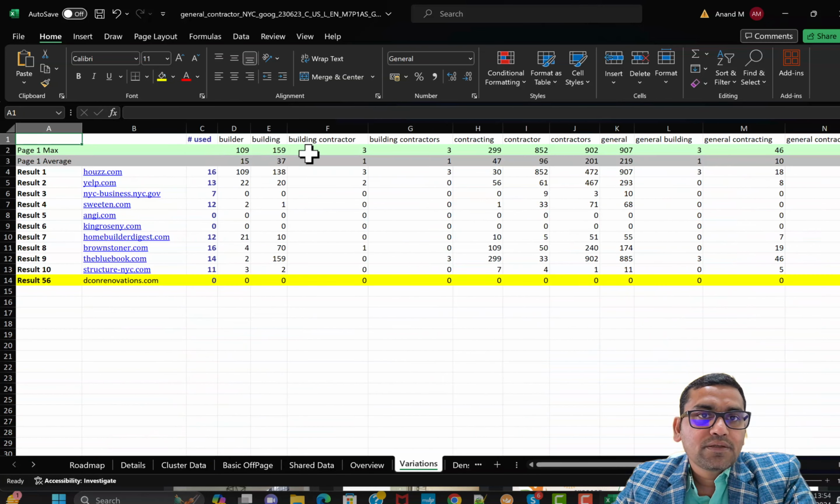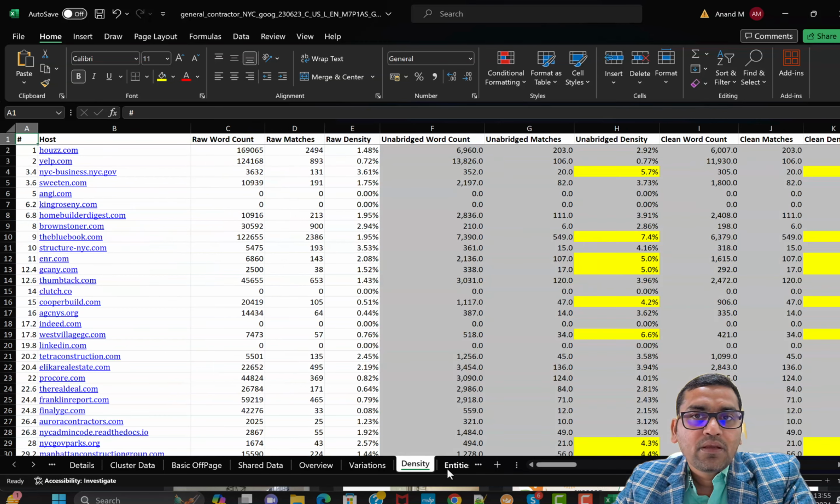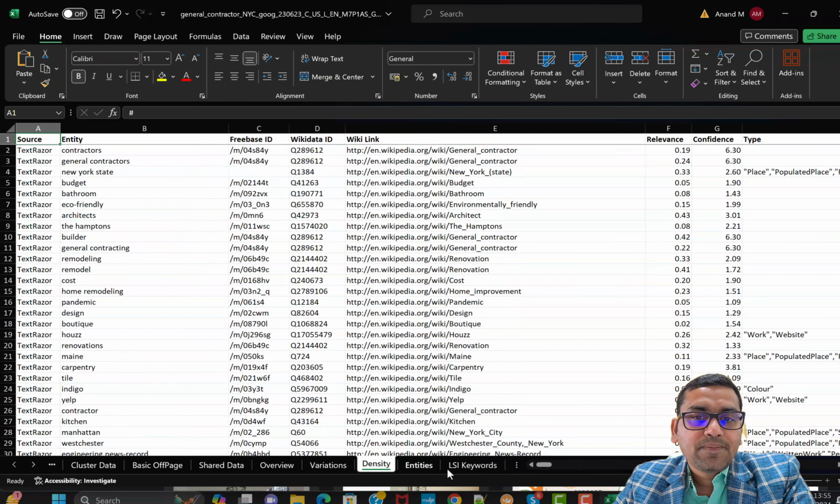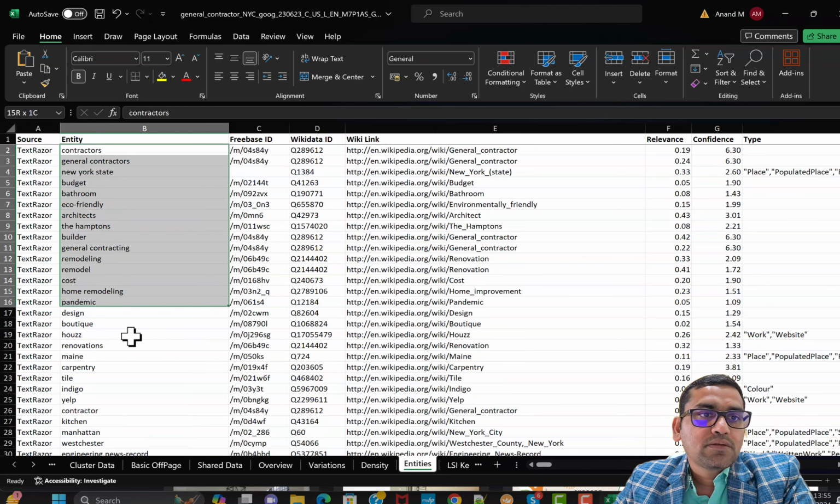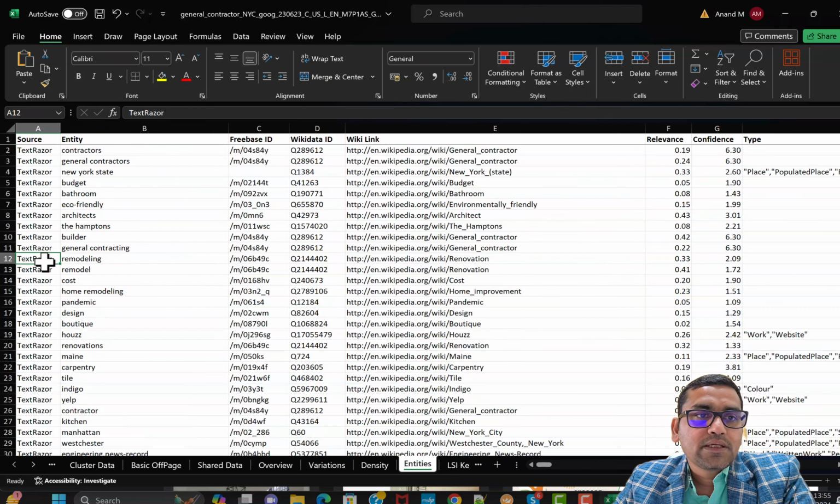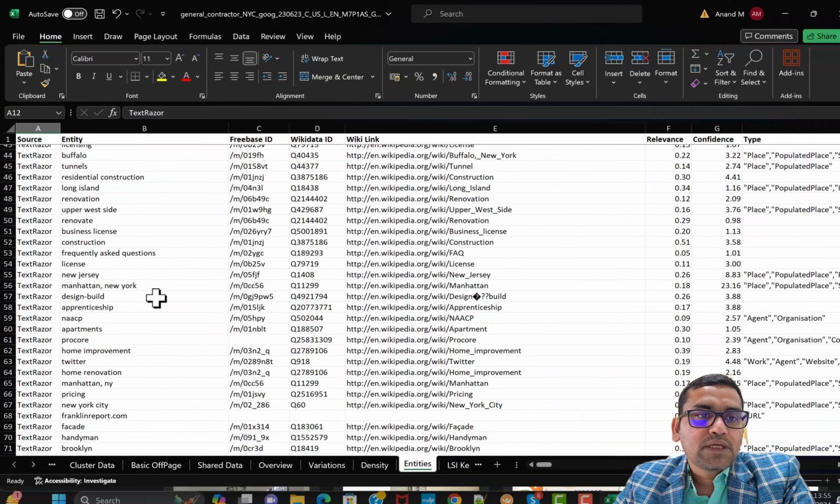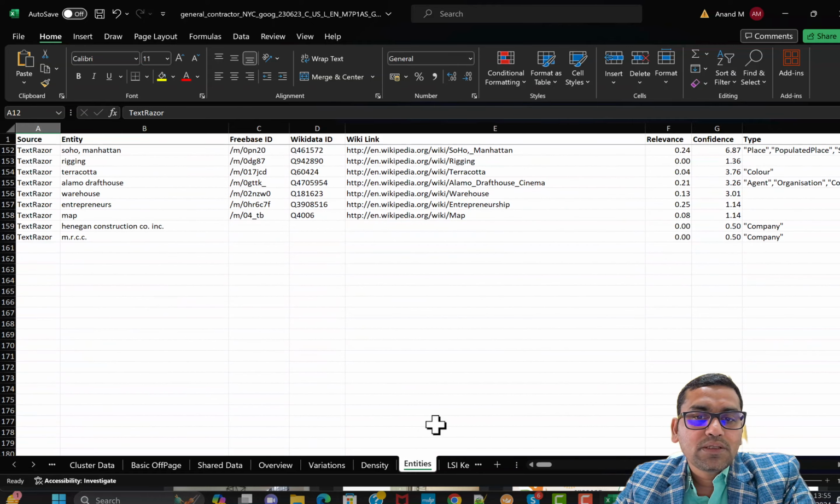Then we have variations. Here we can see which of our competition is using how many variations of which words. That's about density. Then we have entities. Using the Texturizer API, it shows which entities we should include in our content.